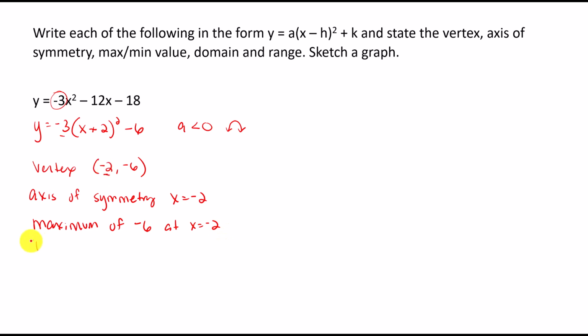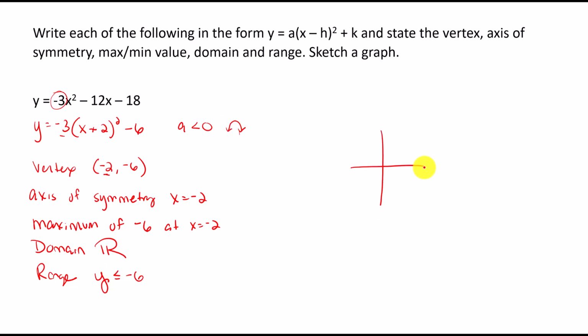And my domain is always going to be all real numbers for quadratics unless we restrict it. And the range, in this case, is y, and we're always going to use the y value. But if you see this, because it opens down, I have a maximum, which means all the points are below it. So I'm going to have y is less than or equal to -6.